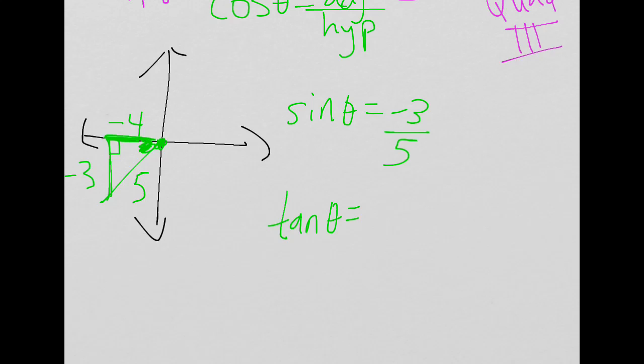TOA, T-O-A, is opposite over adjacent. The opposite side's -3. The adjacent side's -4. So if I have a negative over a negative, it's a positive 3 over 4. Positive 3 over 4 because they're both negative. Just like in the third quadrant on the unit circle, I have positive tangents in all the third quadrant angles on the unit circle.